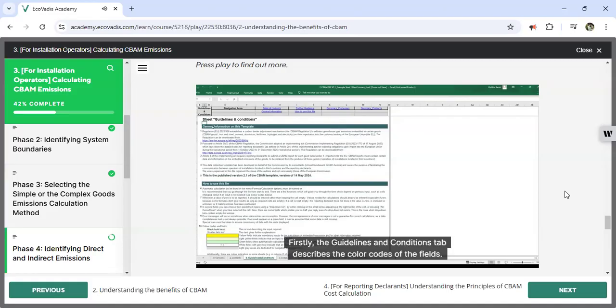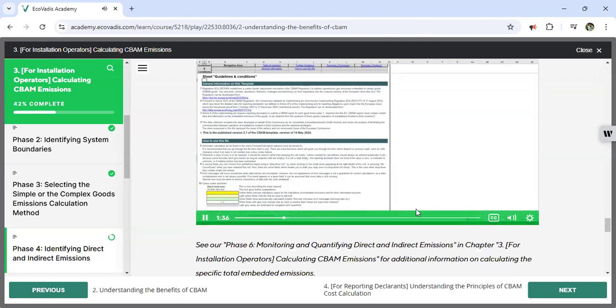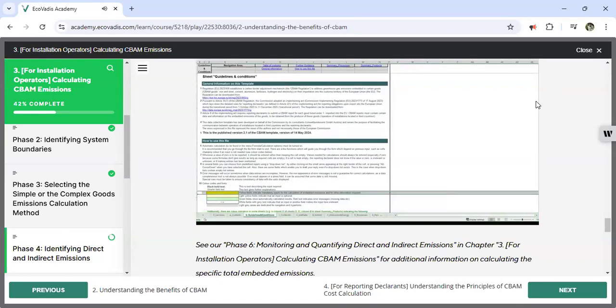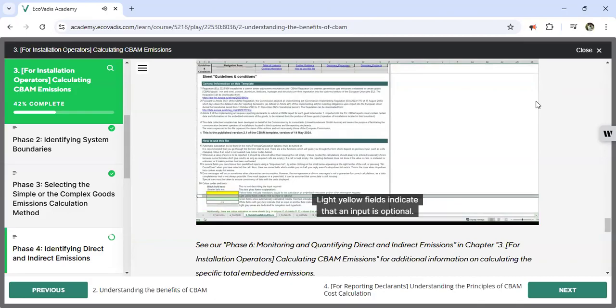Firstly, the Guidelines and Conditions tab describes the color codes of the fields. Yellow fields indicate mandatory input from the installation operators. Light yellow fields indicate that an input is optional. Green fields show automatically calculated results.